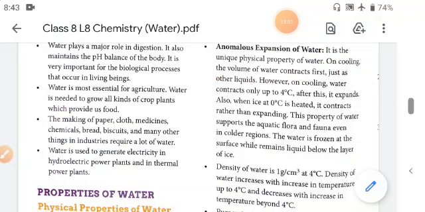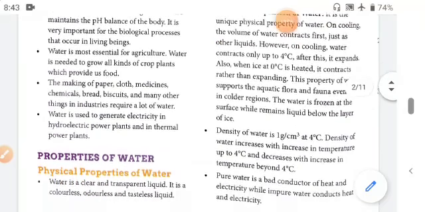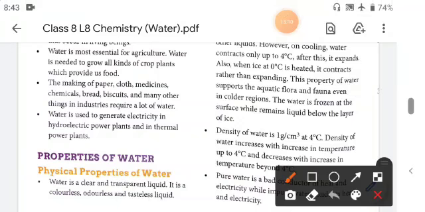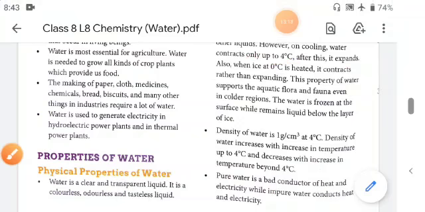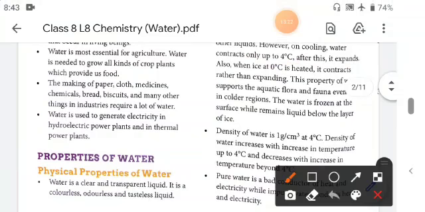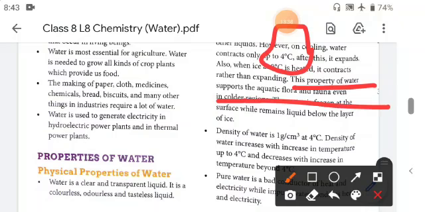But on cooling, water contracts only up to 4 degrees centigrade. That means maximum density of water you will find at 4 degrees centigrade. This is most important, that the temperature at which water has maximum density is 4 degrees centigrade. Okay. Now, this property of water supports the aquatic flora and fauna. Flora and fauna means plants and animals. So this property, that water has maximum density at 4 degrees centigrade, supports the aquatic animals and plants for their survival.